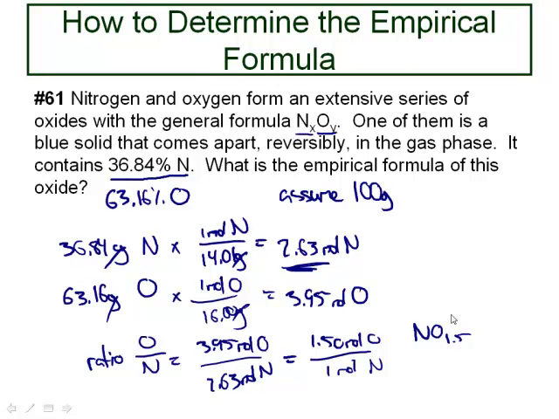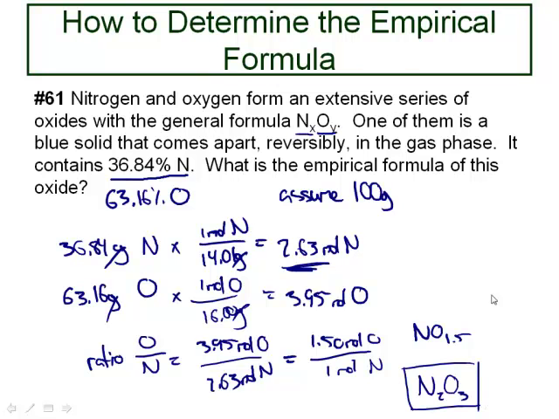Because here's the thing. When we make an empirical formula, you can't have a fractional subscript. It always has to be a whole number. Now, the easiest way to change 1.5 into a whole number is just to multiply this whole thing by 2. And if we do that, it's going to be N2O3. And there we go. That's the empirical formula of this compound, okay?